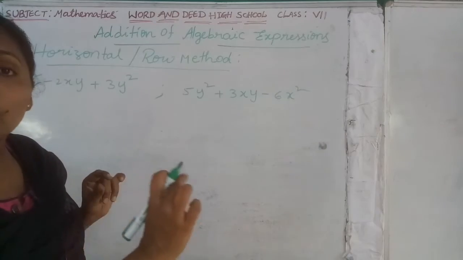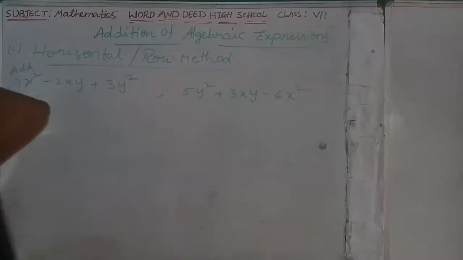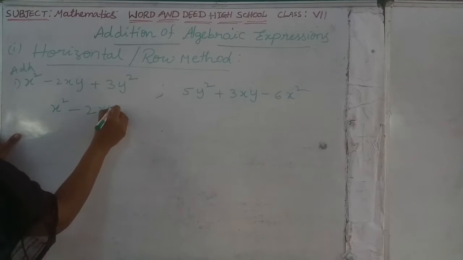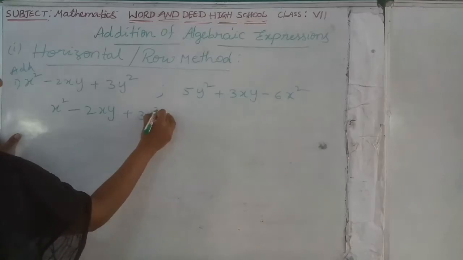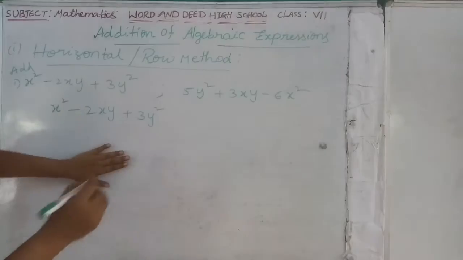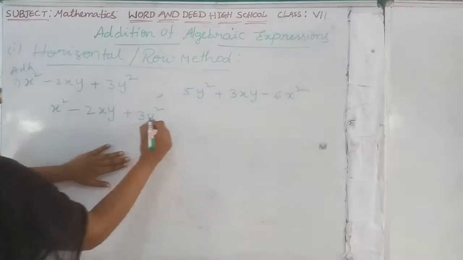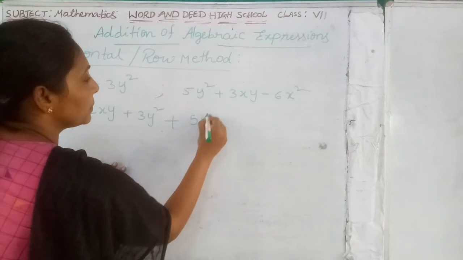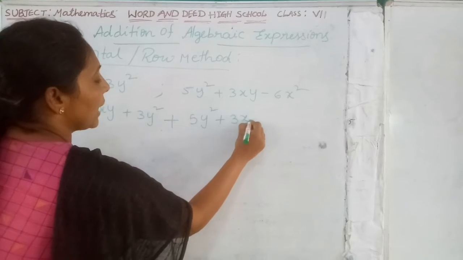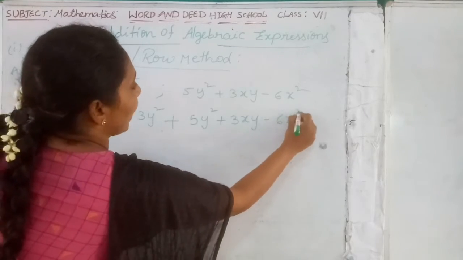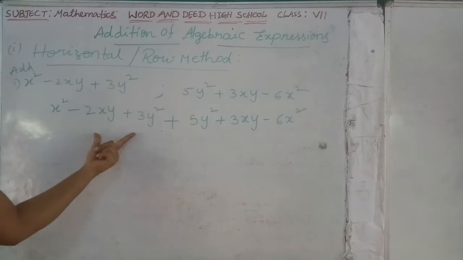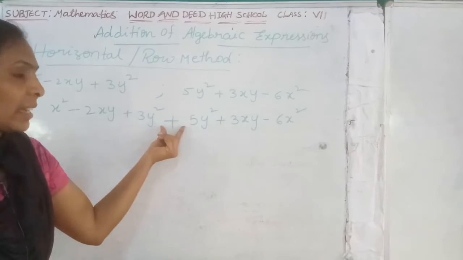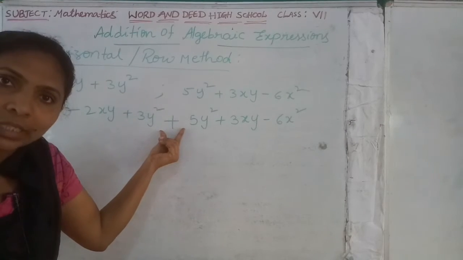Horizontal means we first write in the same row. First expression: x square minus 2xy plus 3y square. Next, the second expression we are adding: plus 5y square plus 3xy minus 6x square. So two expressions are written in the same row, with a plus in between. Have you understood, children?